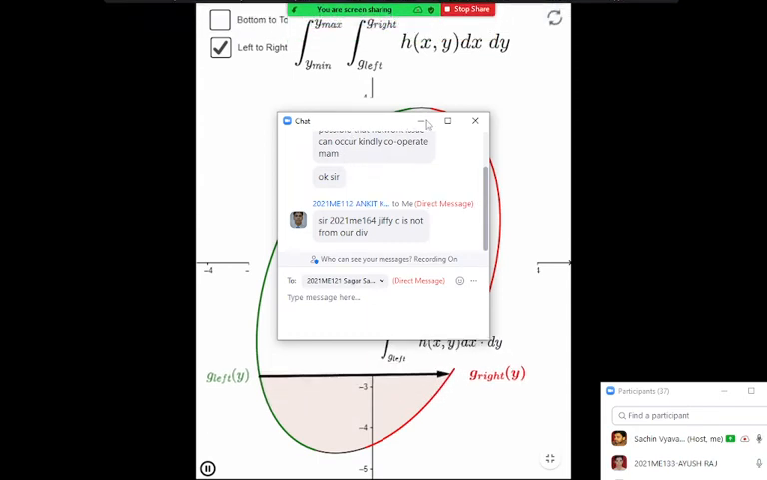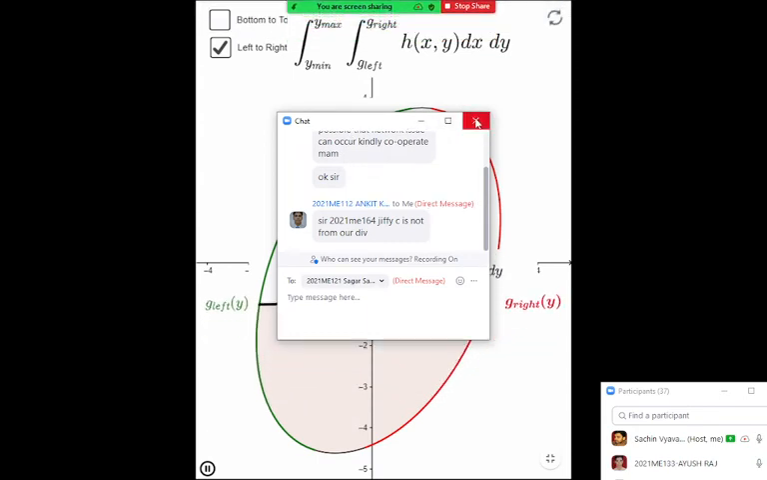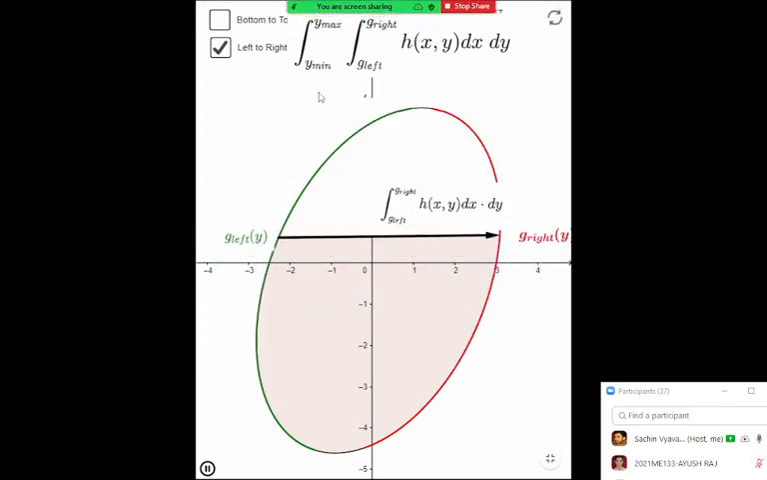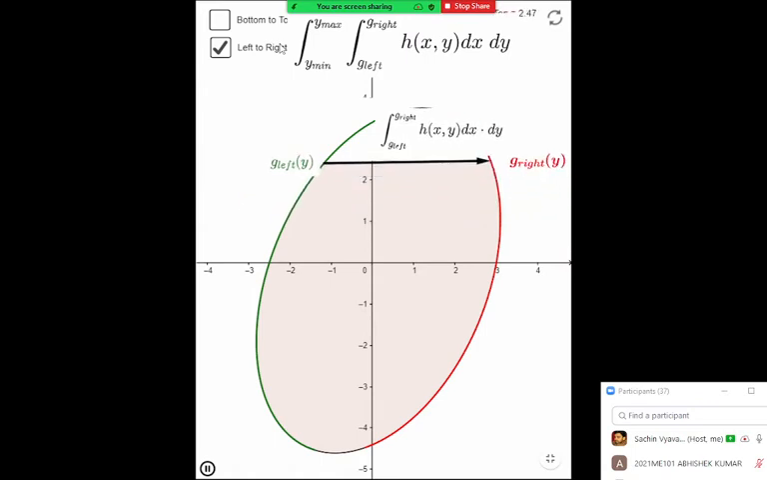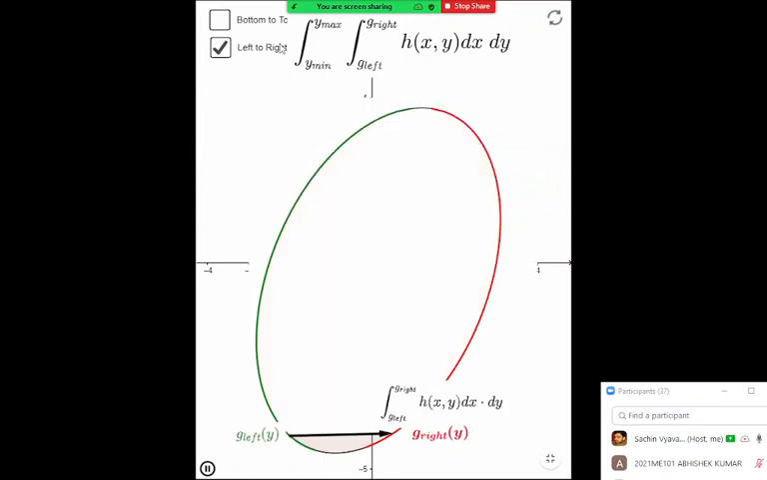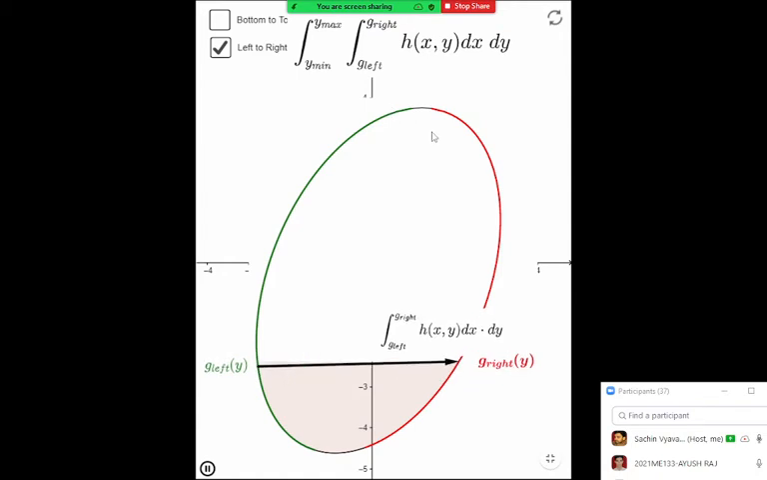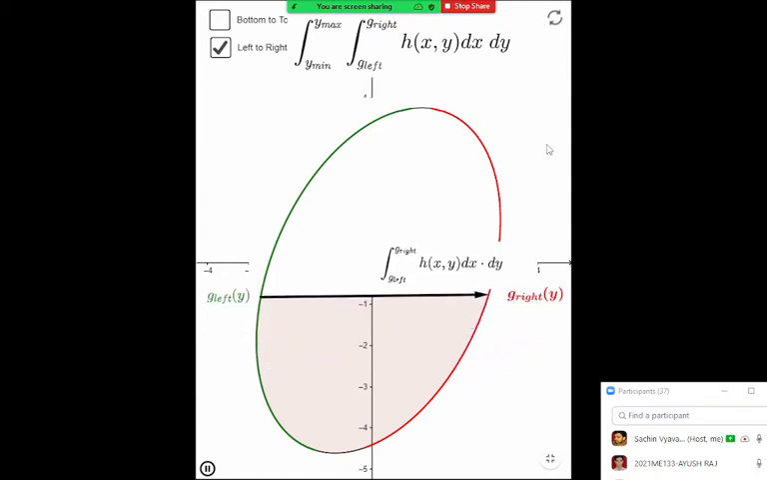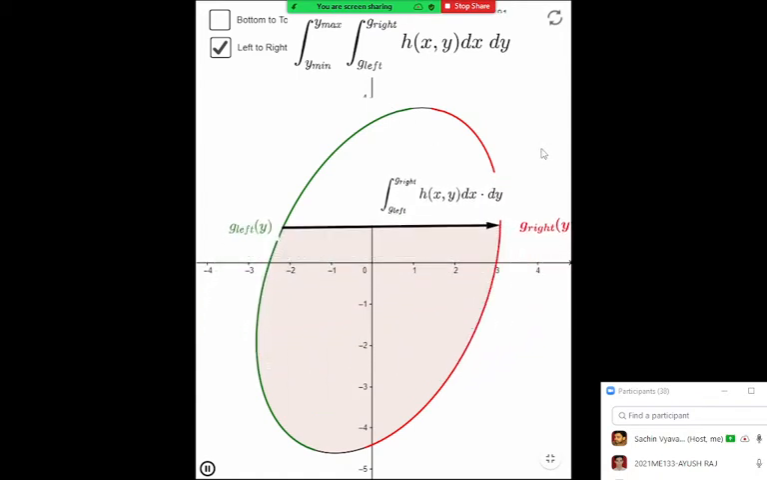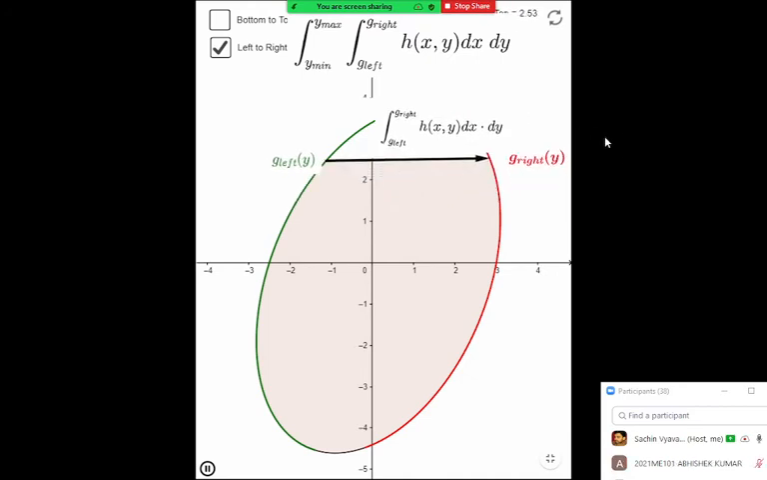Is there any doubt? No, sir. No doubt? So can I start the example then? It becomes more clear then. In the example, you have to draw the strip and find the limits. Okay, yes, we'll go to the example then.